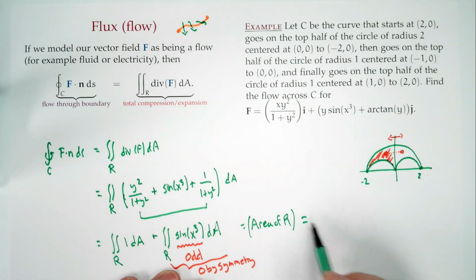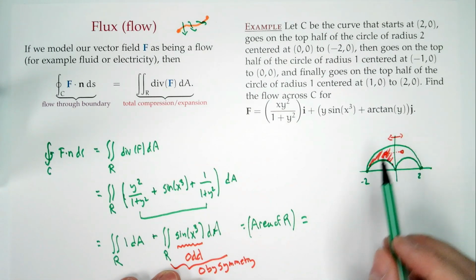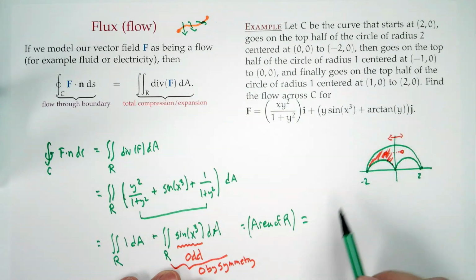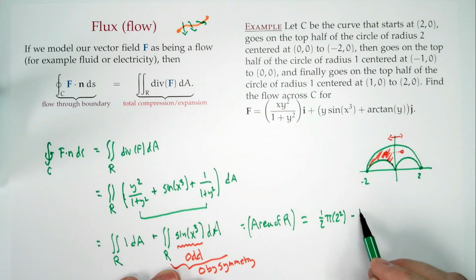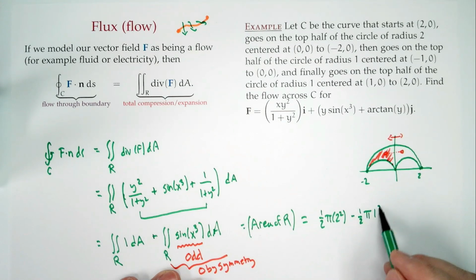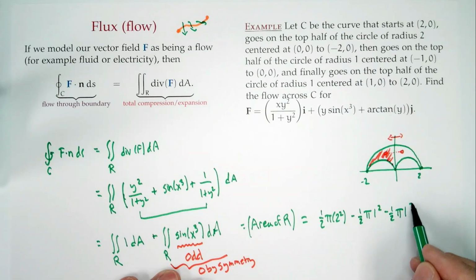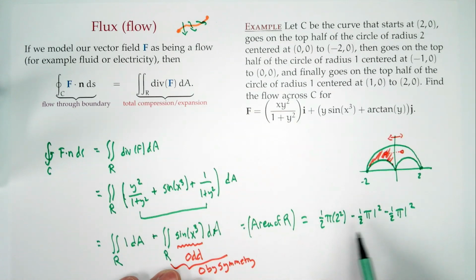So, what is the area? Well, there's this big circle of radius 2, but we're only going to take the top half of it. So we're going to take 1/2 pi 2 squared, and then we've got to subtract off these little pieces: half of a circle of radius 1, and another half of a circle of radius 1. So what do we get? Well, this first one will be 2 pi, subtract 1/2 pi, subtract 1/2 pi. And if we put that all together, we end up with pi. And so that's the total. We get pi. Nice.